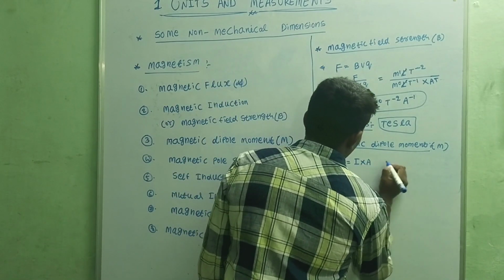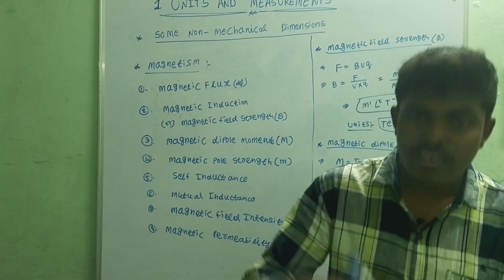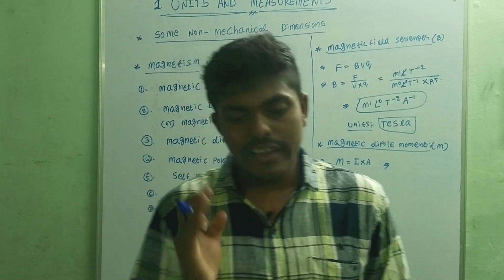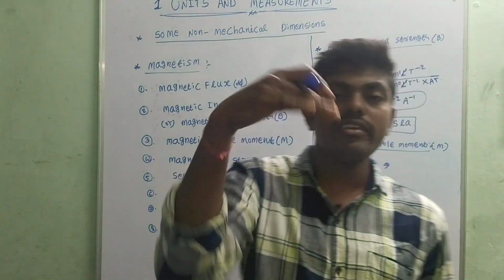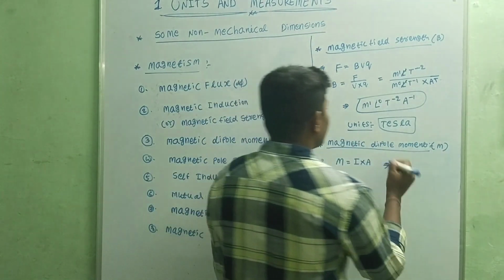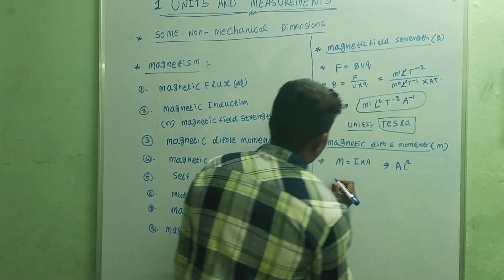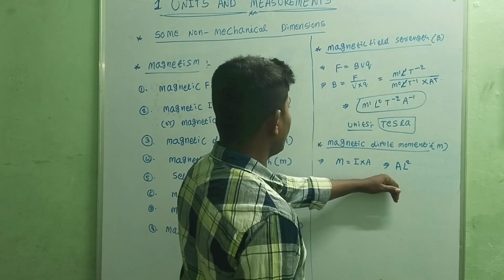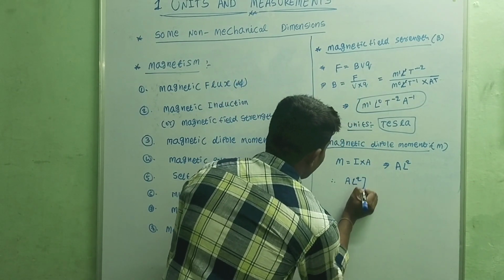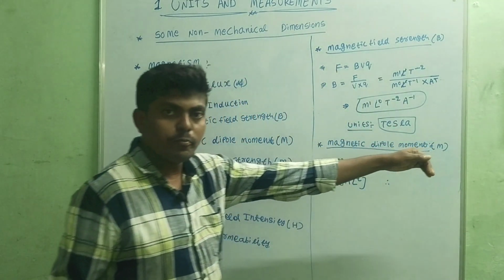So already we know about the dimensions of the current. Dimensions of the current is ampere, and also the dimensions of the area. Area means meter square, units of area means meter square. That means L to the power of 2 or L2. So that means A L2. So therefore the dimensions of a magnetic dipole moment is AL2.